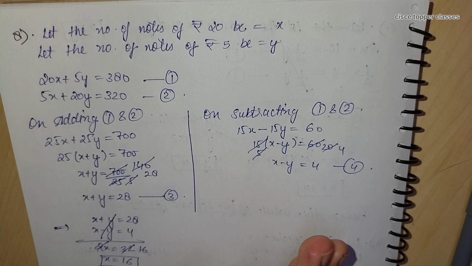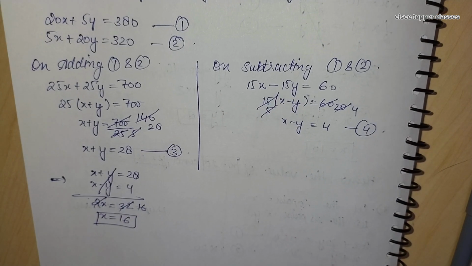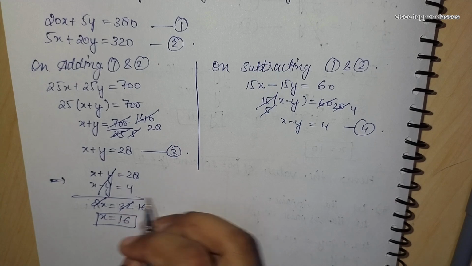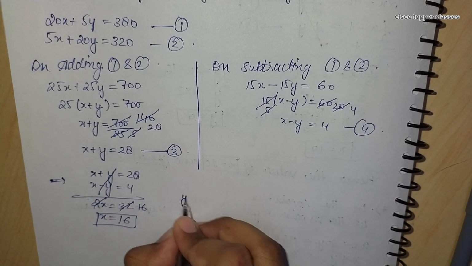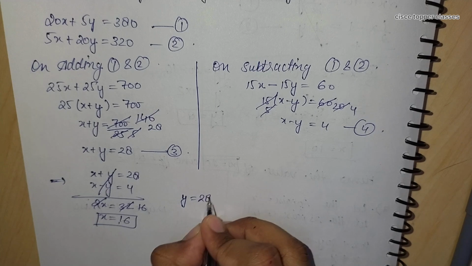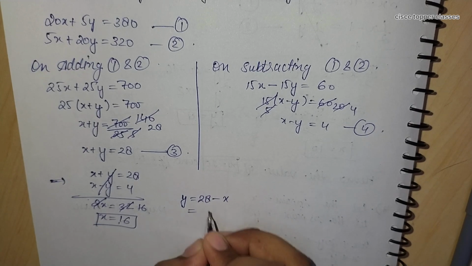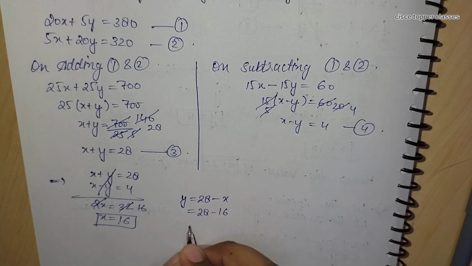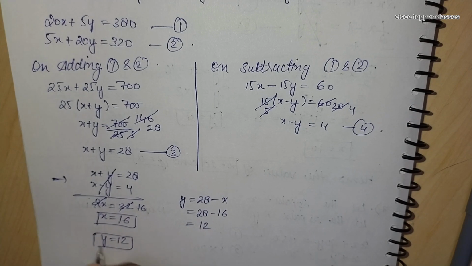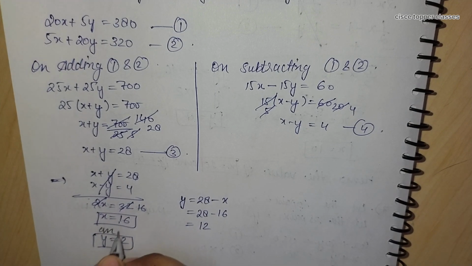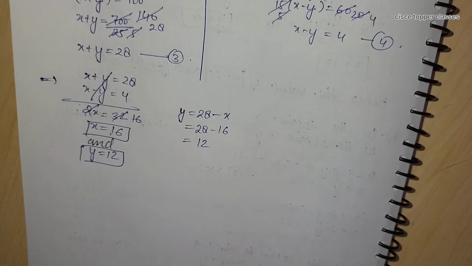Hence the number of notes of rupees 20 is 16, and the number of notes of rupees 5 we have to find. So y is equal to, from the third equation, 28 minus x. Putting the value of x, we will get 28 minus 16 as 12. So y is equal to 12. Here x is equal to 16 and y is equal to 12.